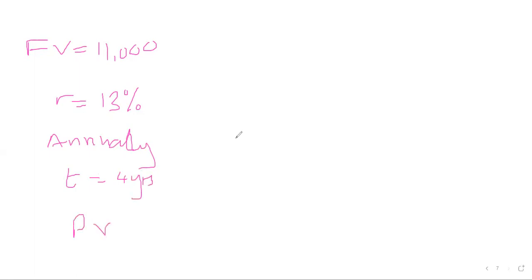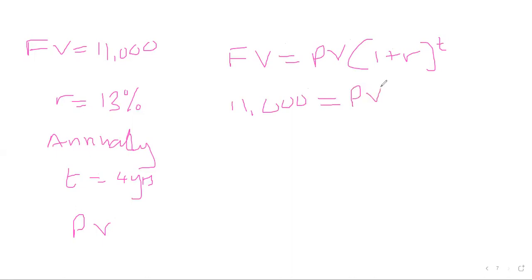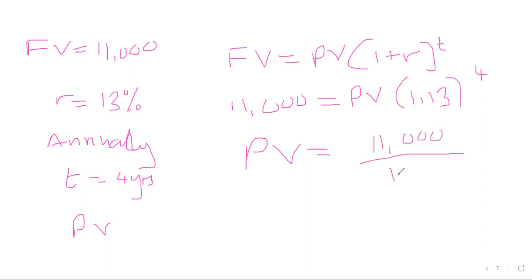Well, now we're looking at the present value. So we know that using the annual formula, our formula is simply as follows. So we're looking for the present value. So the future value, how much he wants to raise, is 11,000. How much he must deposit now, he doesn't know. That's what we want to create for him. The interest rate is 13%, and the time we're looking at is 4 years. So to find our present value, we divide both sides: 11,000 divided by 1.13 to the power 4.